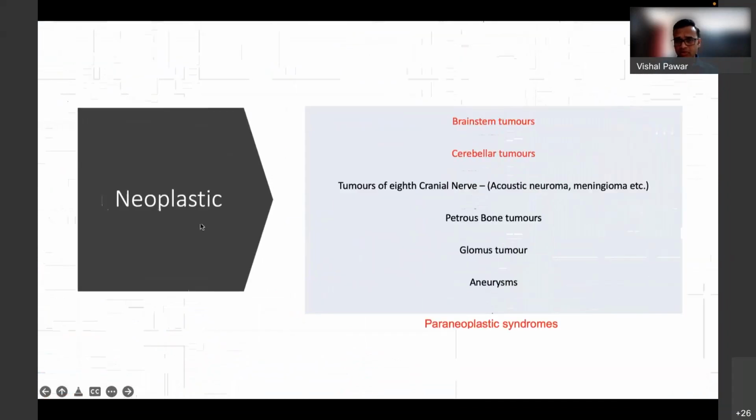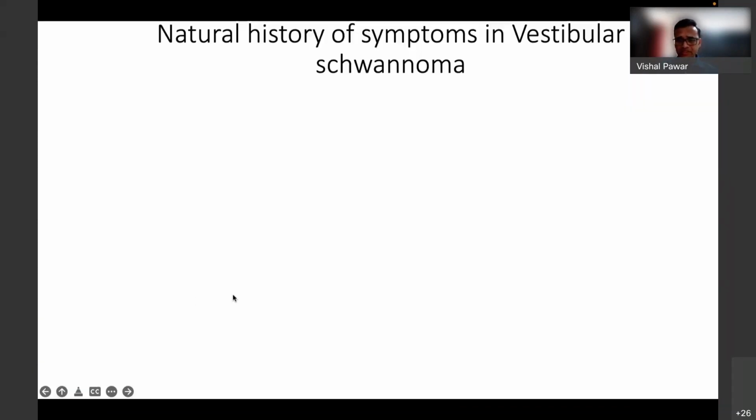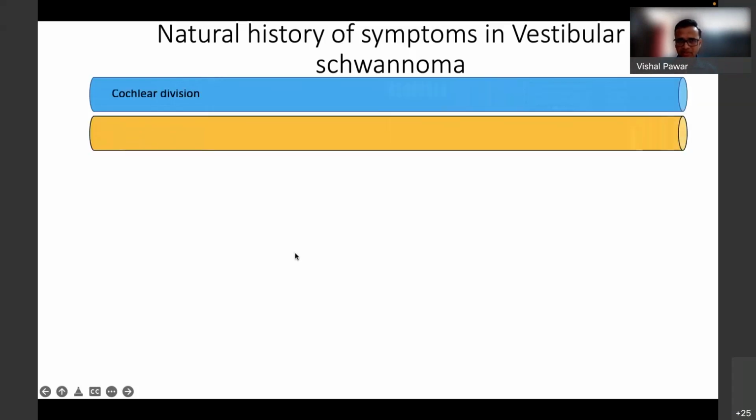Then coming to the neoplastic causes, there are a variety of tumors which can involve the brainstem and cerebellum, and paraneoplastic syndromes, which can lead to vertigo and dizziness. Usually, brainstem tumors can lead to vertigo and dizziness if it is an acute presentation. But if a tumor like a CP angle tumor develops subacutely or chronically, usually the vestibular nerve lesion gets compensated, and the patients usually don't develop vertigo.